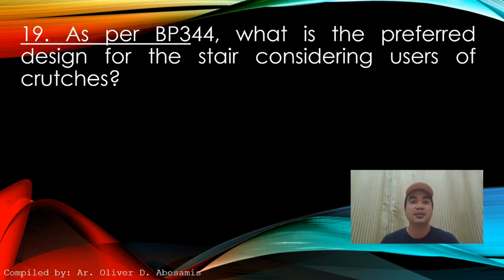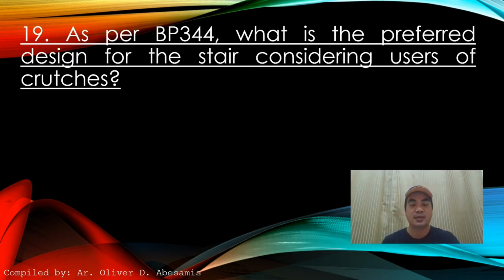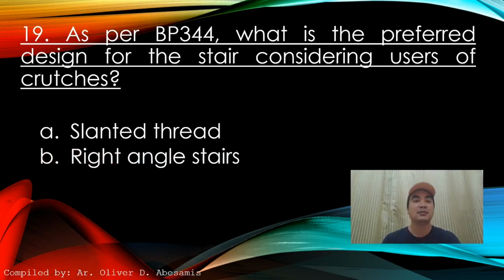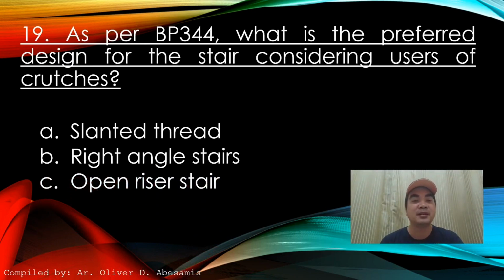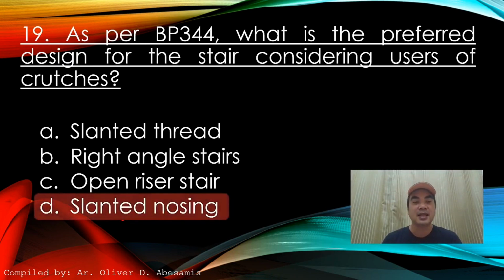Number 19. As per BP344, what is the preferred design for the stair considering users of crutches? A. Slanted tread, B. Right angle stair, C. Open riser stair, D. Slanted nosing. Answer? D. Slanted nosing.